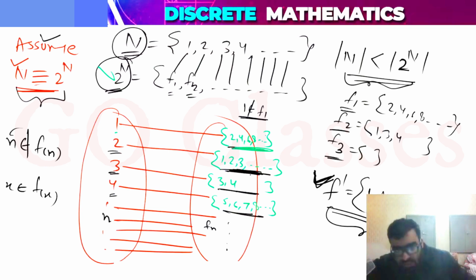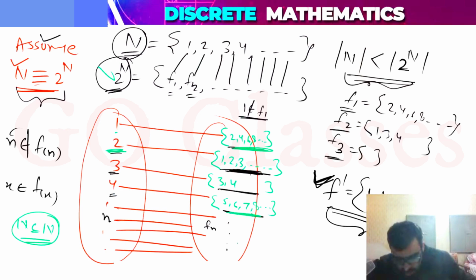This is an infinite subset of n. Also, this 2 is mapping to n itself, because n is a subset of n. Every set is a subset of itself. So you can see I have taken infinite sets also, finite sets also. For example, this 3 is mapping to 3, 4. This 4 is mapping to all the natural numbers that are greater than or equal to 5.